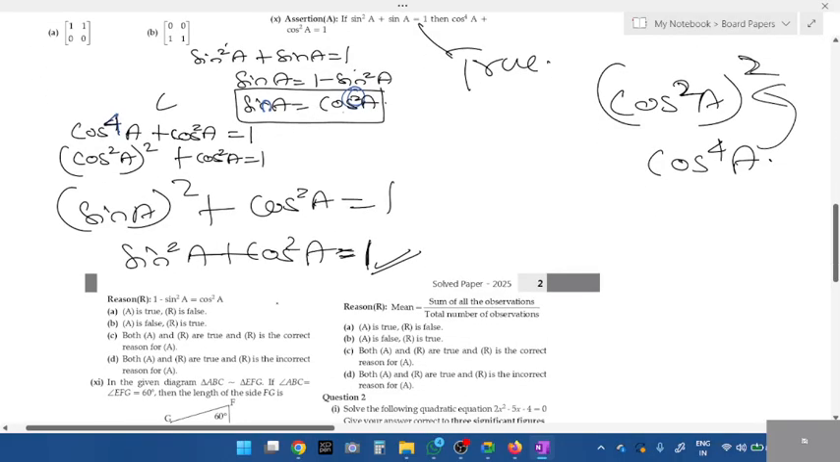What about the reason given, students? Is the reason also true? What is 1 minus sin square A? Is it cos square A?